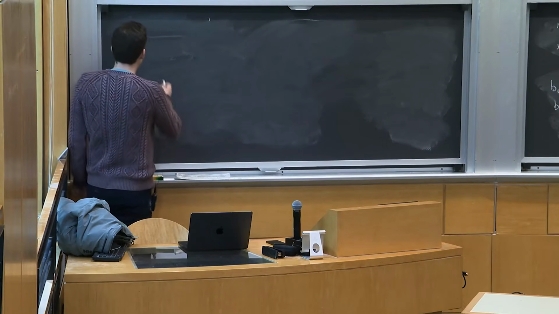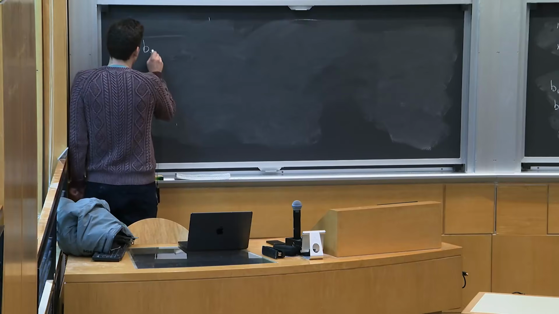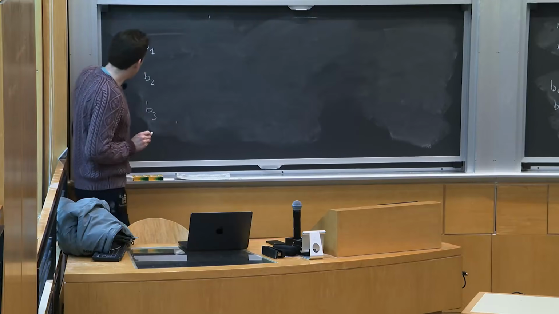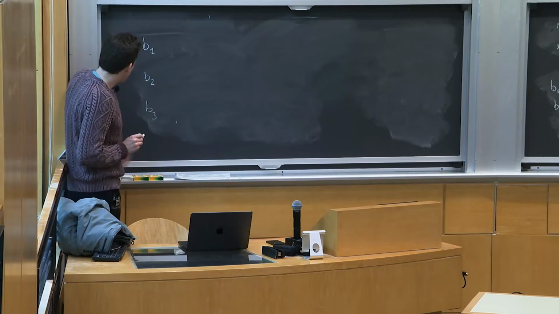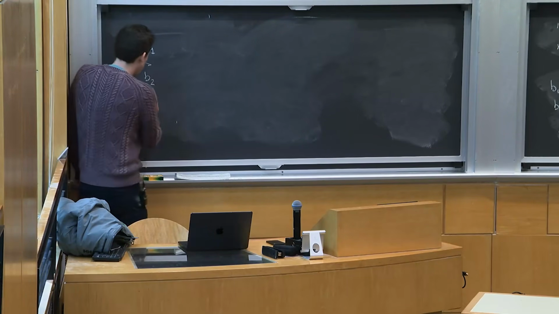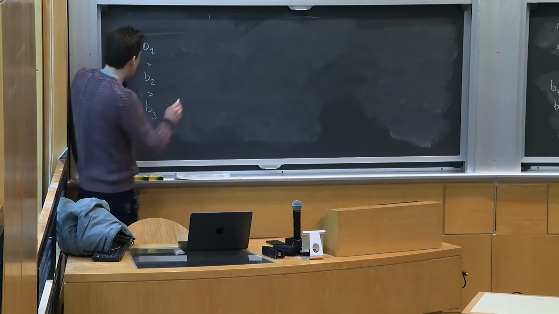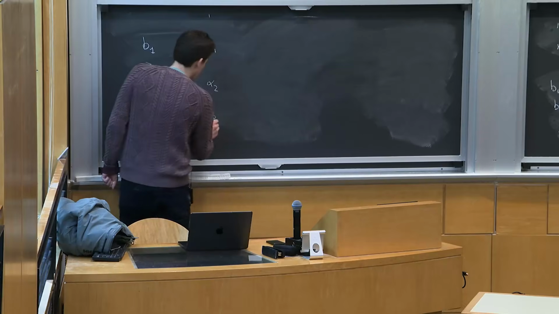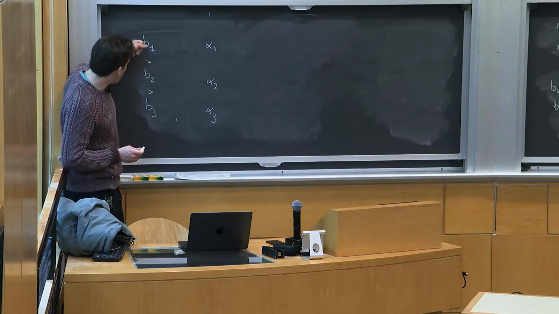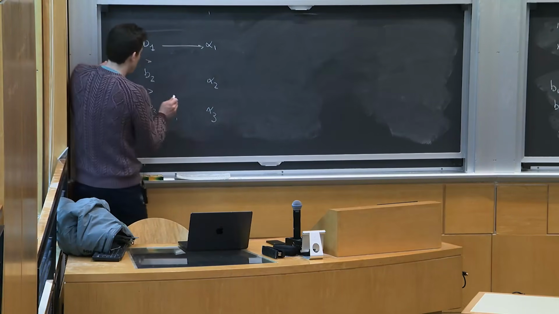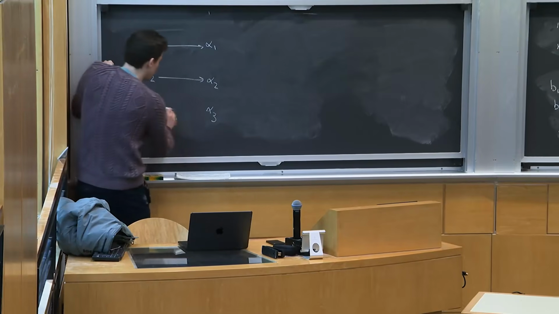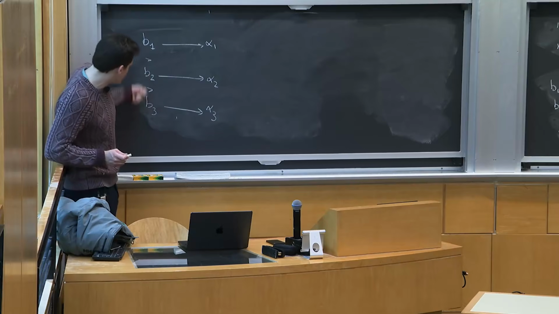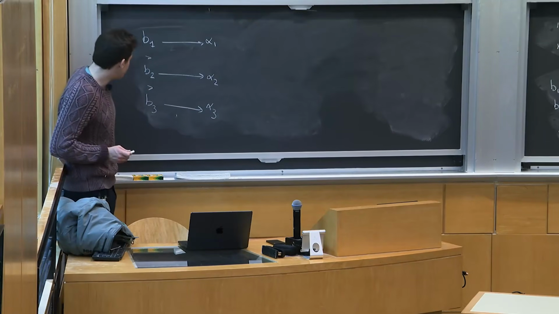So let's say that we bid B1, B2, B3. And let's suppose that these are ordered like this. And we have these slots, 1, 2, 3. Now, if I'm the highest bidder, then I get slot 1. The second highest bidder gets slot 2. And the third highest bidder gets slot 3. So here I'm just assuming bidder 1's the highest, bidder 2's the second highest, and bidder 3 is next.